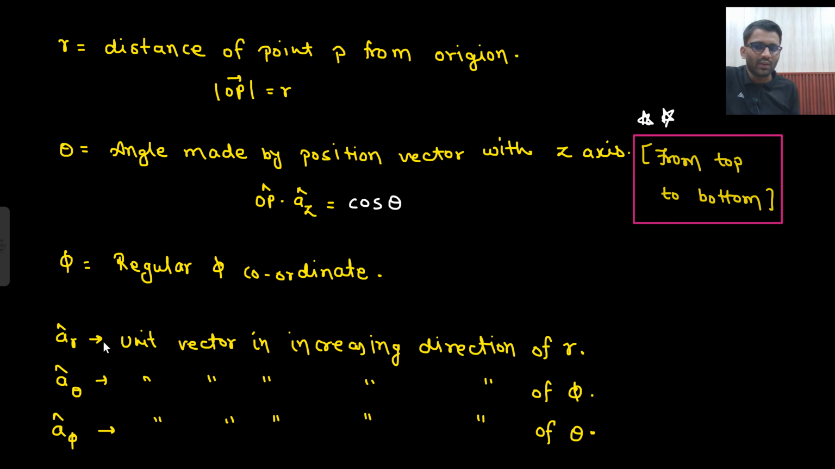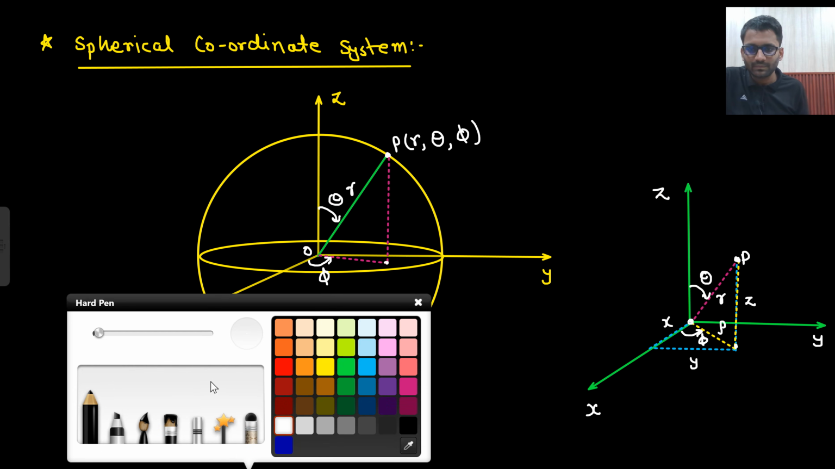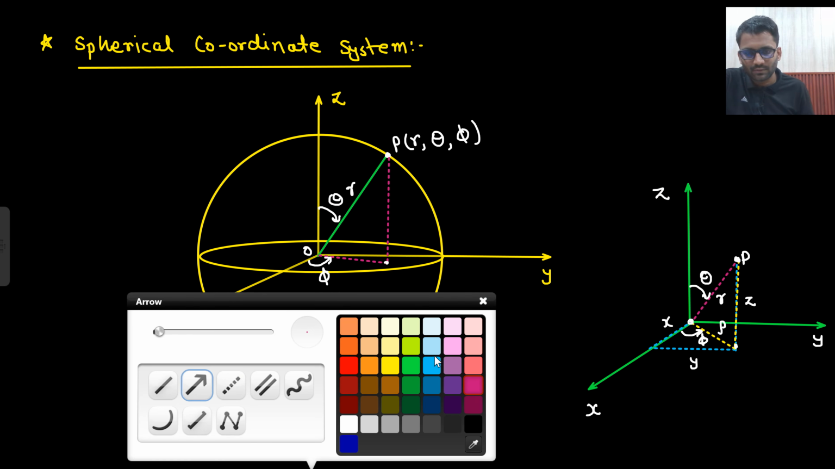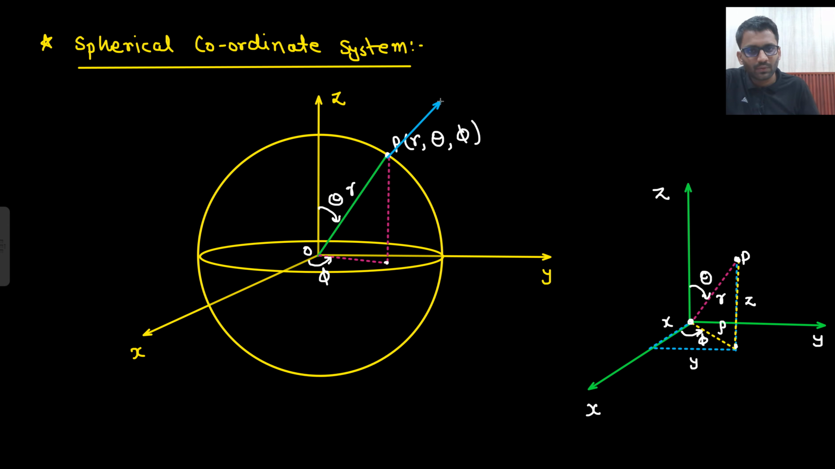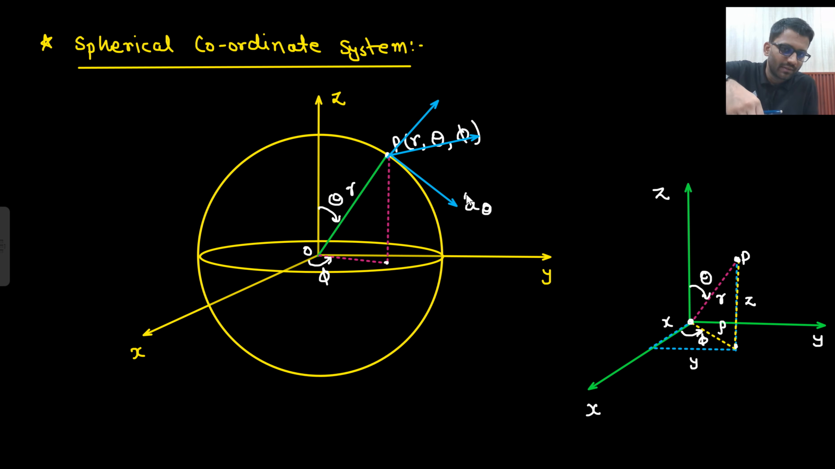So what is ar? Ar is the unit vector in the increasing direction of r. So let's make all these unit vectors. This will be your ar. Theta is increasing in this direction, so this will be your a theta. If I make it at this point, this will be my a theta, and phi is increasing in this direction, so this will be my a phi. Theta is increasing in this direction, a theta. Phi is increasing in this direction, a phi, and this will be your ar.